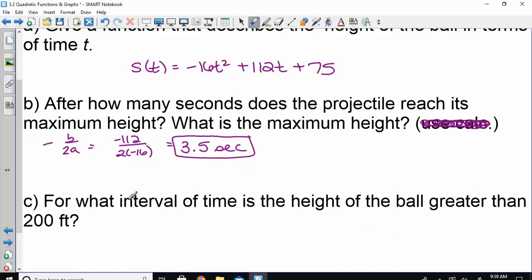Second part, what is that maximum height? So what do we have to do? Plug that 3.5 back in. So negative 16 times 3.5 squared plus 112 times 3.5 plus 75. And we get 271 feet.